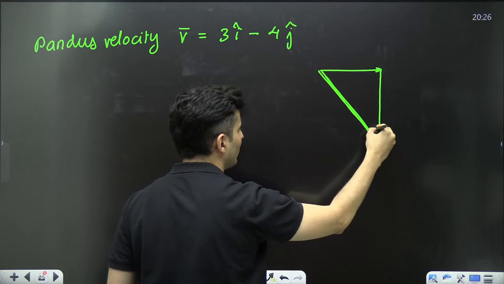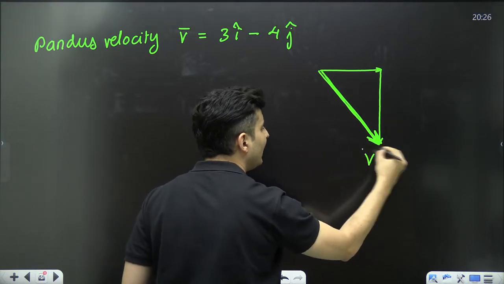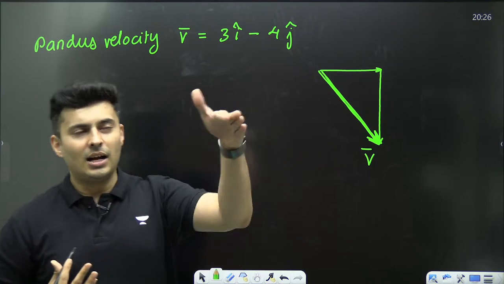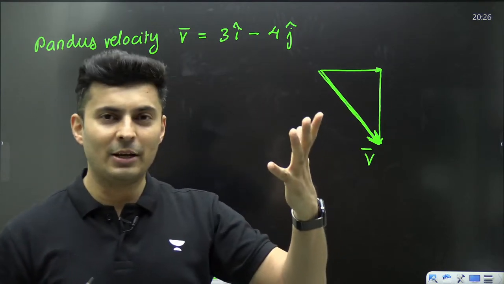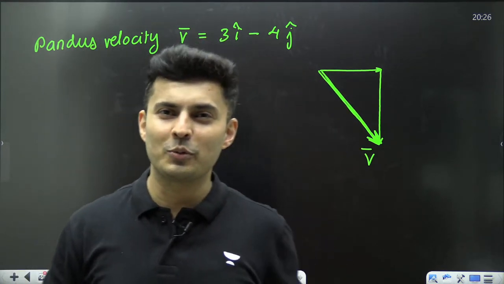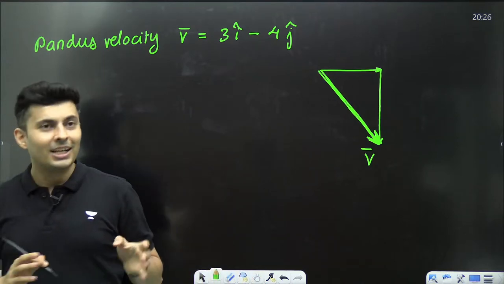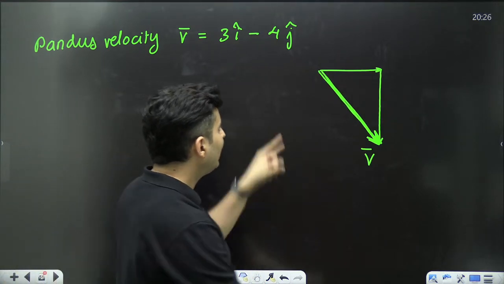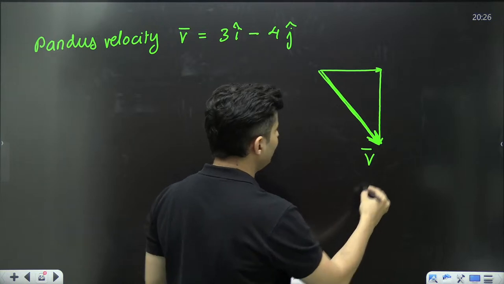Are you able to visualize this? The moment you write it in ijk formula, it becomes very easy. Positive x, positive y, or negative x or negative y. Very easy to figure that out. Right? Now observe. The length of this. What is the length of this?